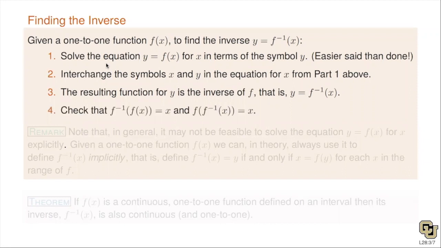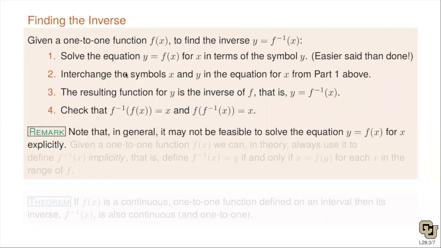Finally, we can check that f inverse of f of x equals x and f of f inverse of x equals x. Usually, if one of them works, then the other will work also. So typically we only check one of them, although technically we should check both. As I said, in general, this is very unrealistic. It's not in general feasible to solve the equation y equal to f of x for x. That only works in the nicest cases.